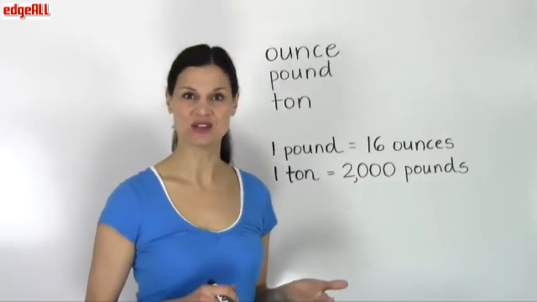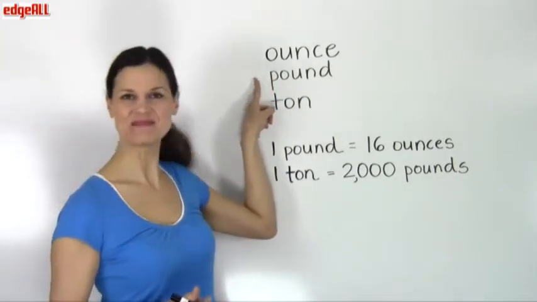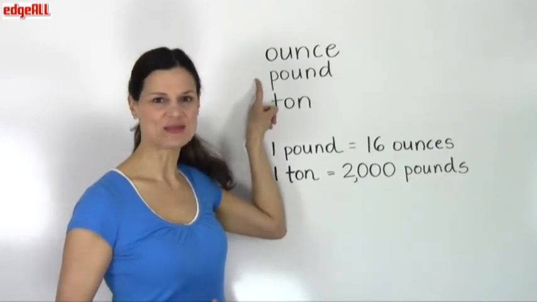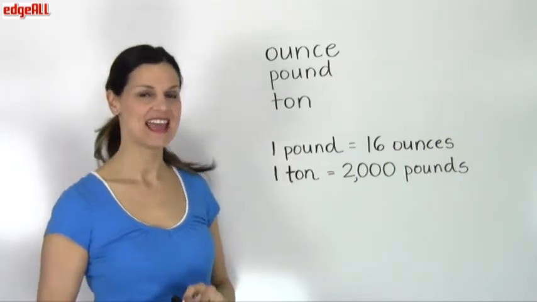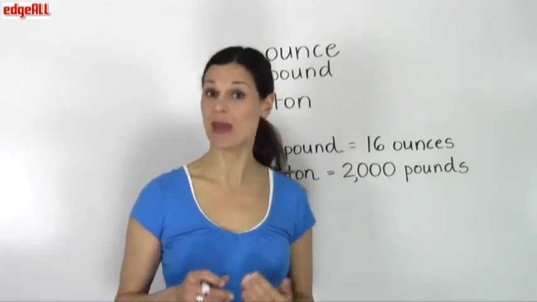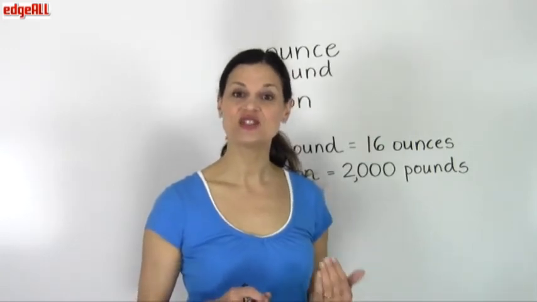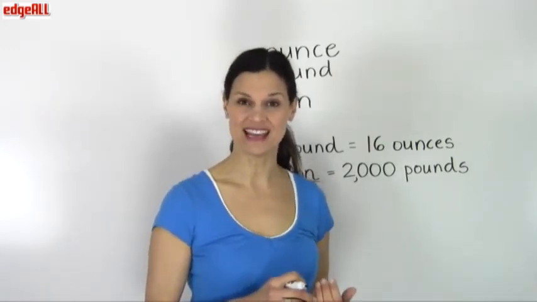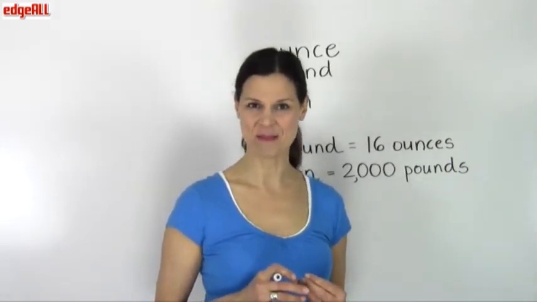Food is usually measured in ounces. Body mass is usually measured in pounds. And large numbers like cargo loads are usually measured in tons. Keep in mind that it is not incorrect to measure food in pounds, for example, or body mass in ounces. It's just that if you use a unit that's too small or too big, the number will be too big or too small, making them harder to work with and remember.